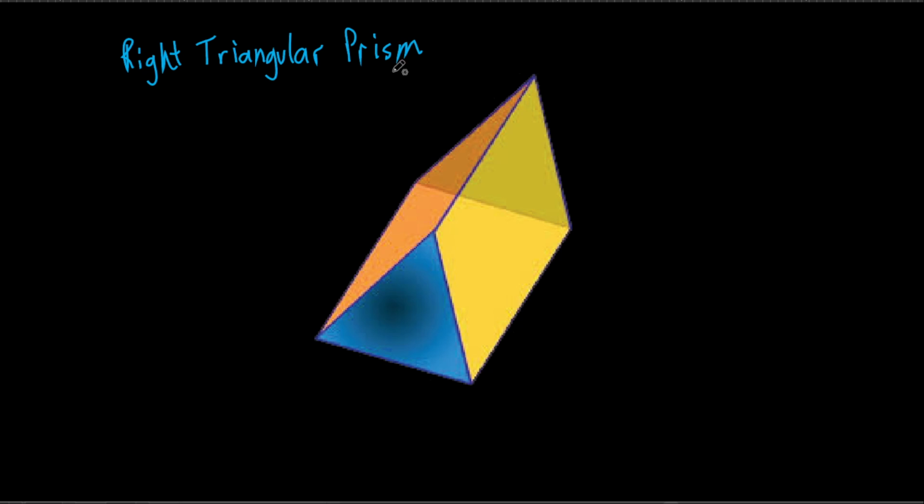This is a right triangular prism. I could put this on a quiz, and I'll say, what is this figure? And you got to tell me. It's a right triangular prism. Okay, that's what we're doing.